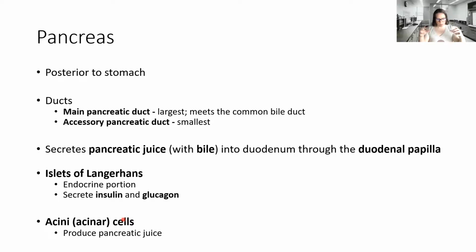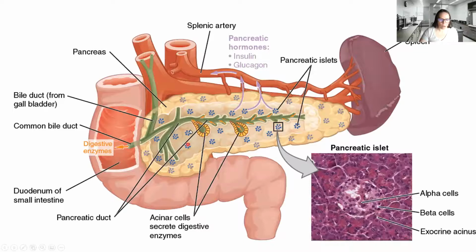Now, in the pancreas, right here, we can see all these little things that look like little flowers. Those are the islets of Langerhans that contain the cells that make insulin and glucagon, regulating your blood sugar. Everything else are acini cells, which make pancreatic juice.